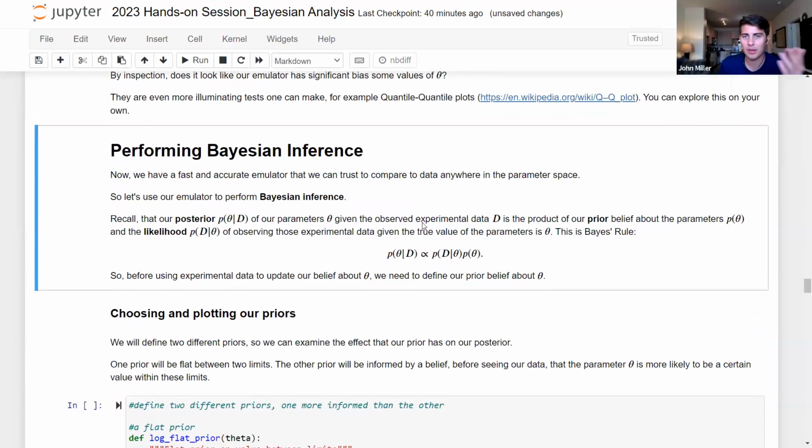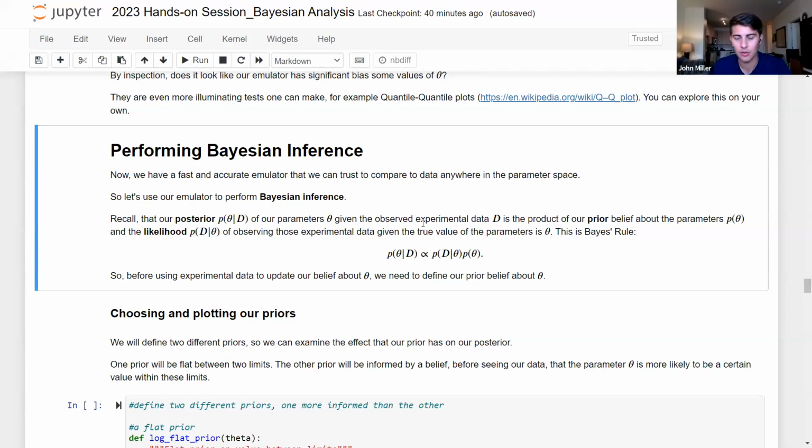So now we have our fitted emulator. It seems to be performing well. So now let's get into performing some Bayesian inference. Our posterior distribution is the distribution of theta conditional on our data, given our experimental data.